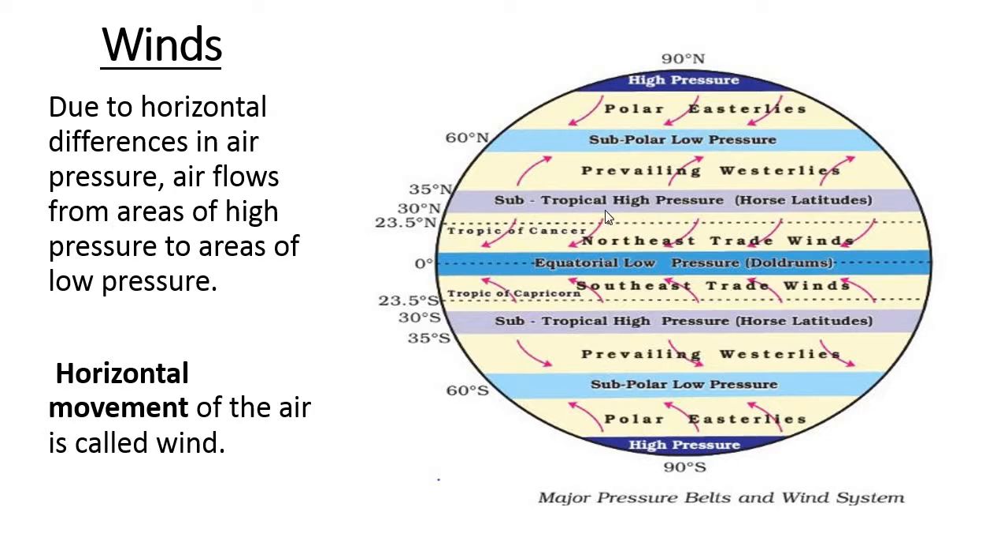It is shown here in the figure. This is high pressure belt. This is equatorial low pressure belt. Air is moving from high pressure to low pressure. From this arrow, it is very quite clear. Southern hemisphere also, this is high pressure belt, low pressure belts. Winds are moving from high to low pressure belt.